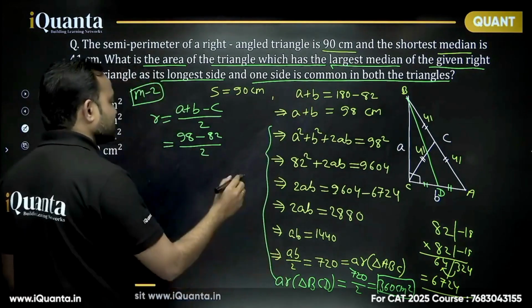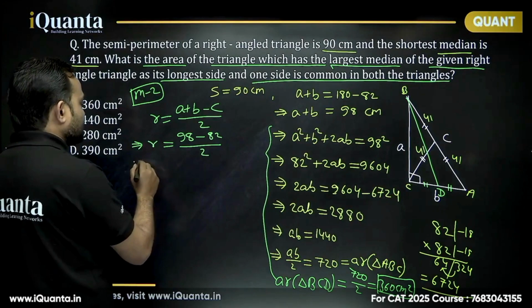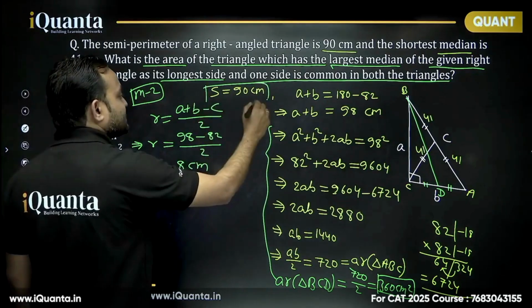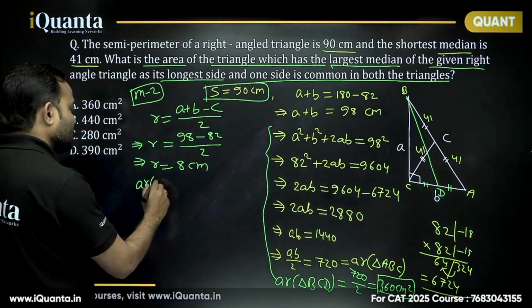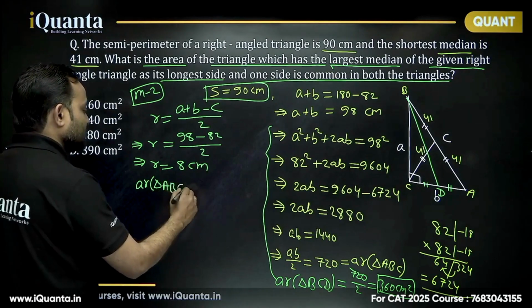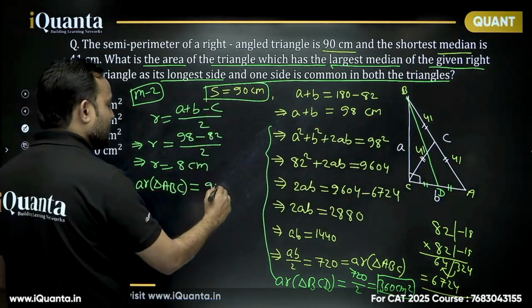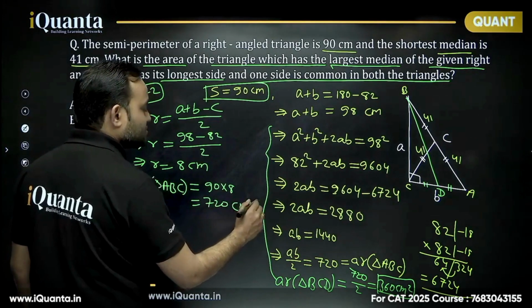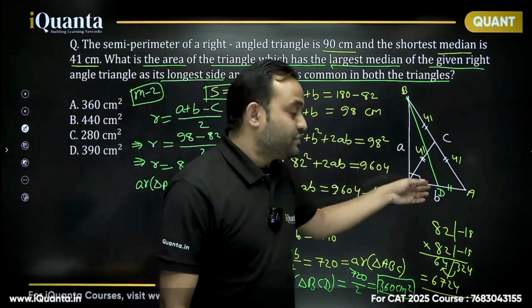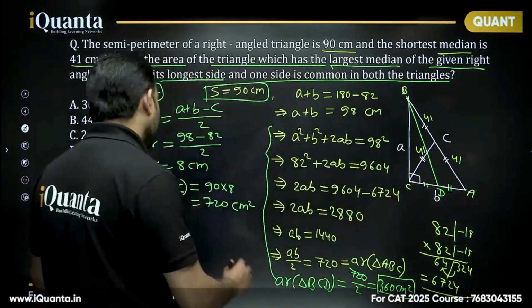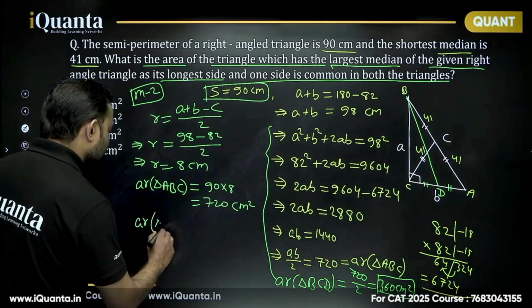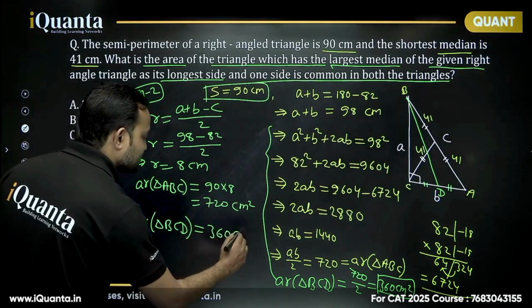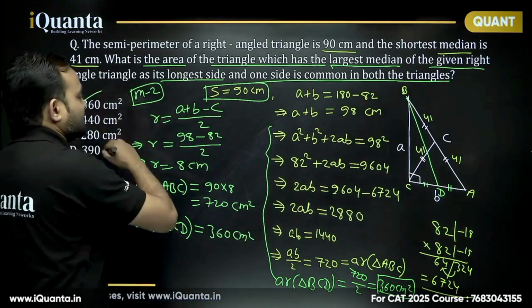ये सारा कुछ करने की जरूरत नहीं है. We can say r is equal to 16 by 2, that is 8 centimeter, and we already have s. So can we say that area of triangle ABC will be equal to r into s, which is 90 into 8, that is 720 centimeter square. And what we need to find? We need to find BCD, which will be half of area of triangle ABC. So area of triangle BCD will be half of this, which is 360 centimeter square. So our answer is option A.